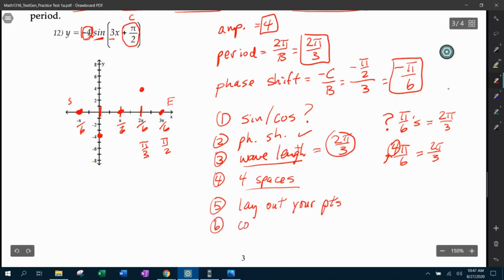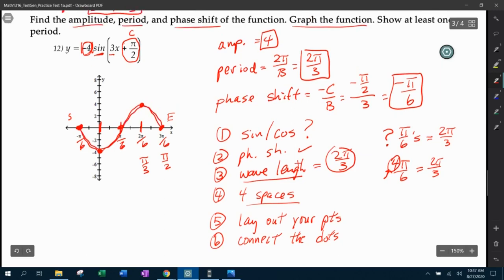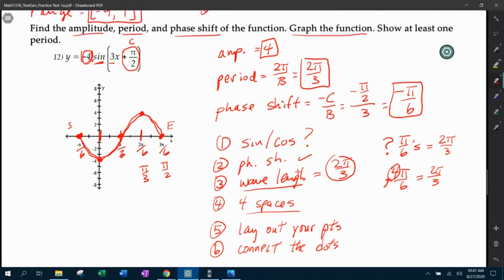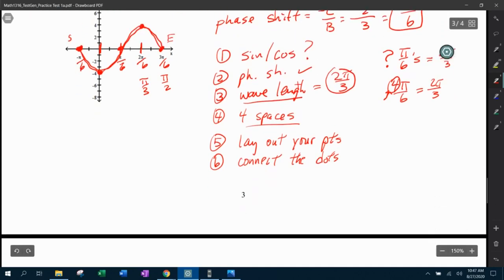Step number 6 is connect the dots. Down and up and down. And that gives us 1 period. And it does say show at least 1 period. And there's 1 period of the wave. Okay, and that is done.